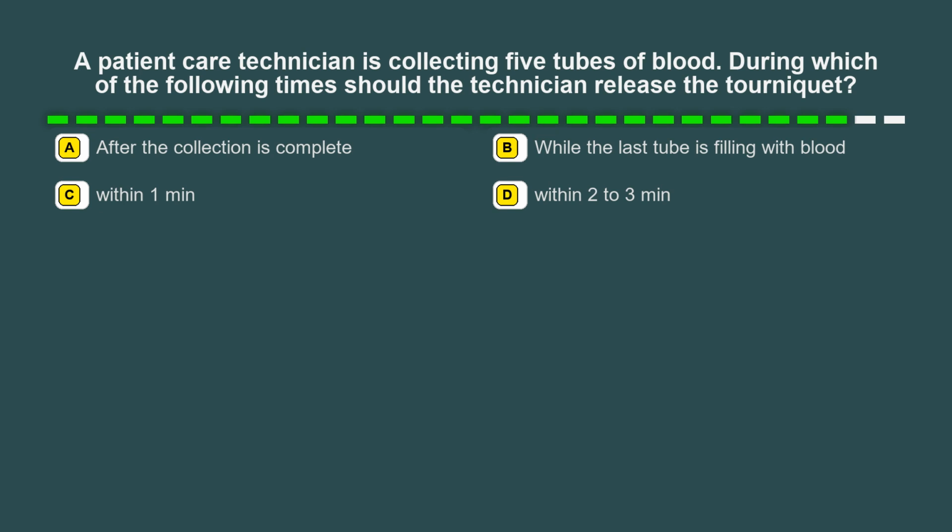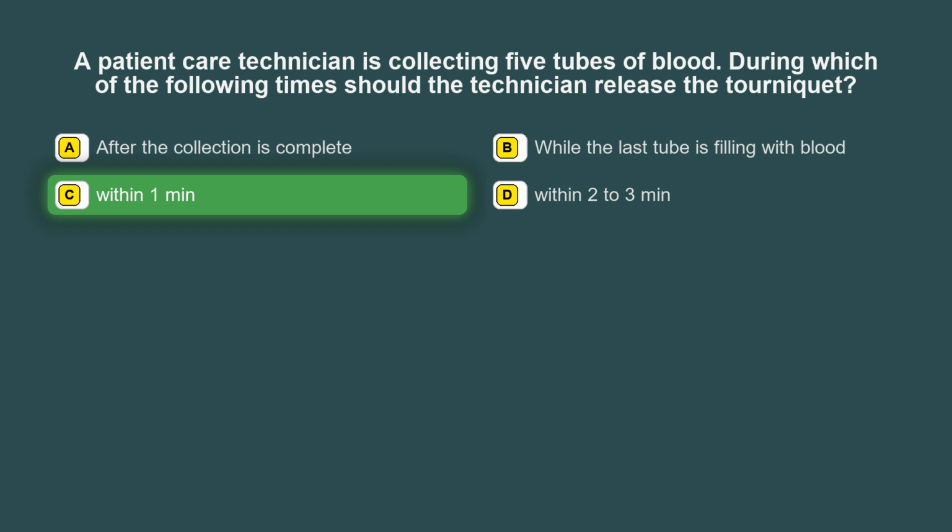Question 40. A patient care technician is collecting 5 tubes of blood. During which of the following times should the technician release the tourniquet? Option A. After the collection is complete. Option B. While the last tube is filling with blood. Option C. Within 1 minute. Option D. Within 2 to 3 minutes.